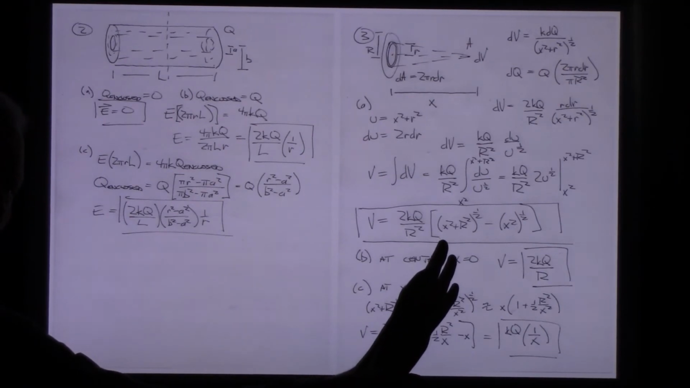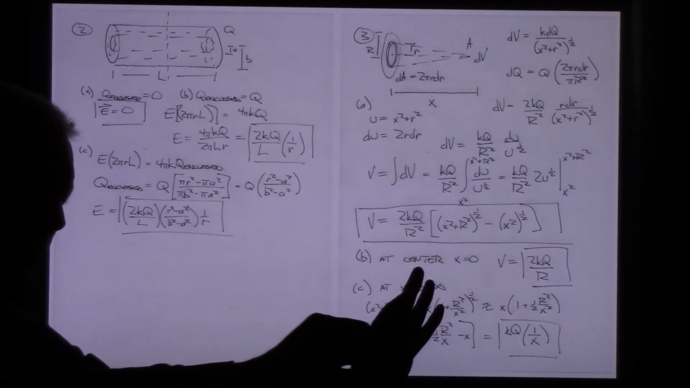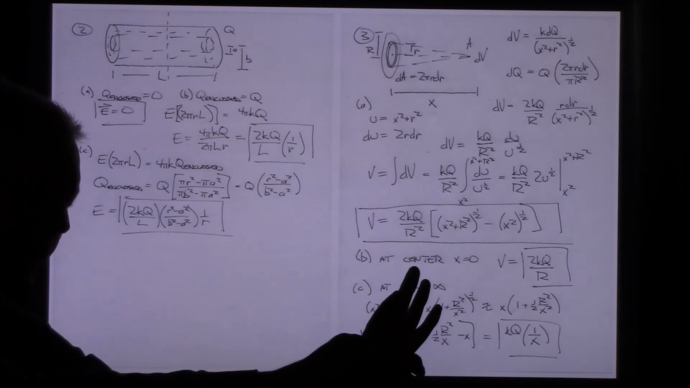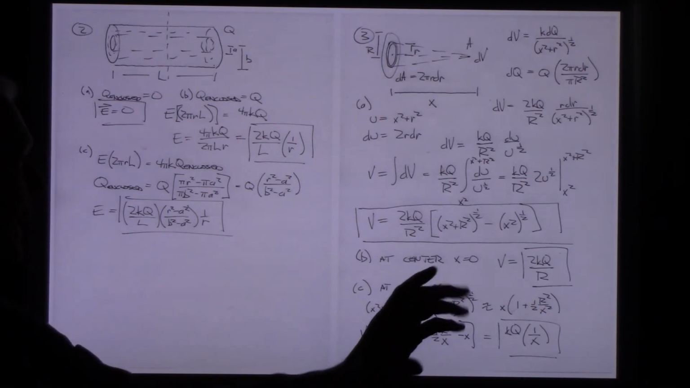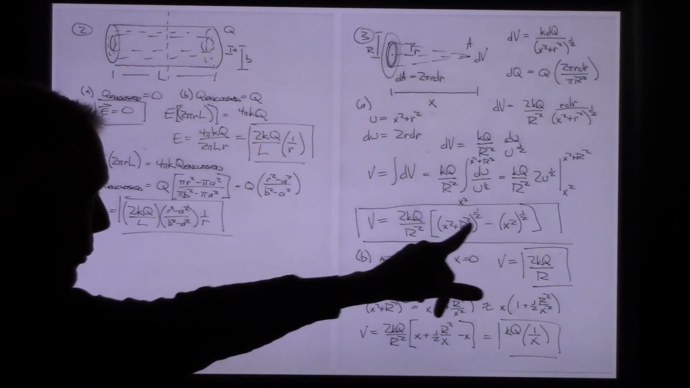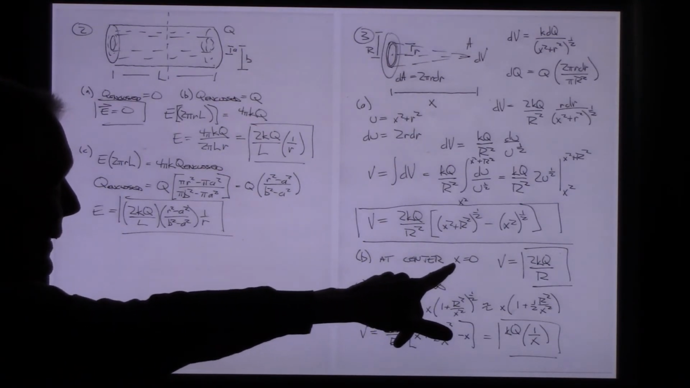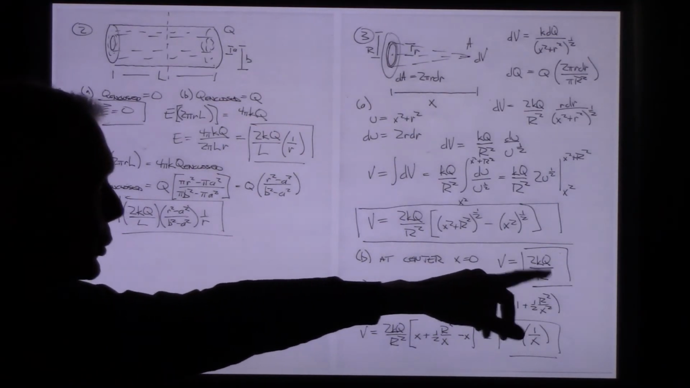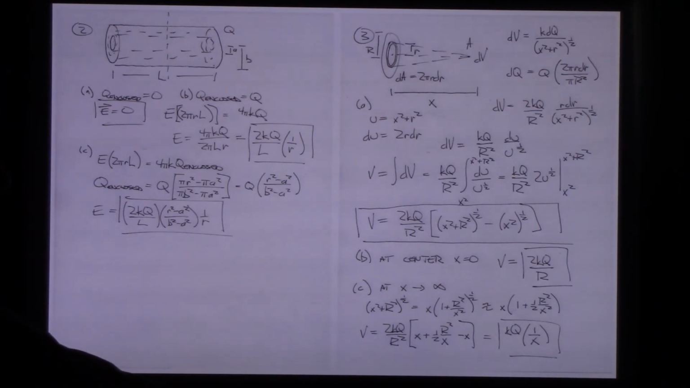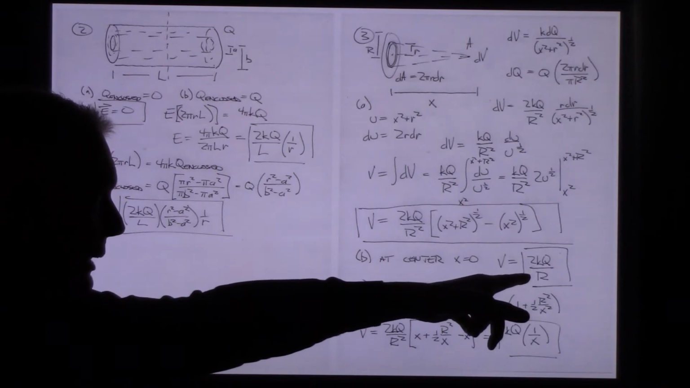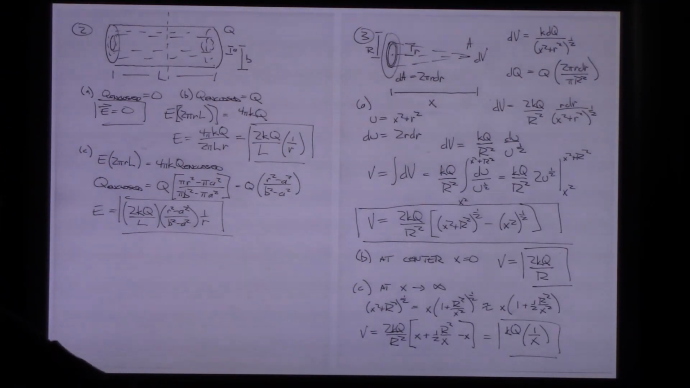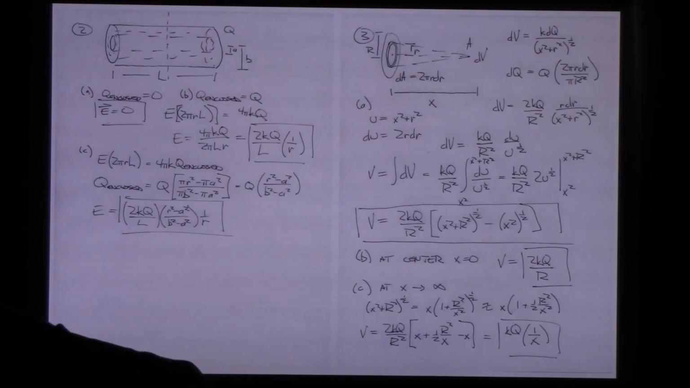What would be the potential if we integrate all the way to the point where x is equal to 0? What are we going to get? If we plug in 0 for x, we get at the center a potential of 2kq over r. So you can see integrating to the surface of a disk is twice as much potential as the potential on the surface of a sphere with the same radius.